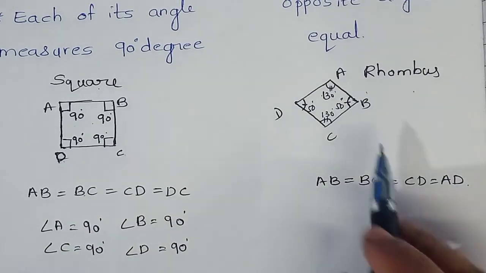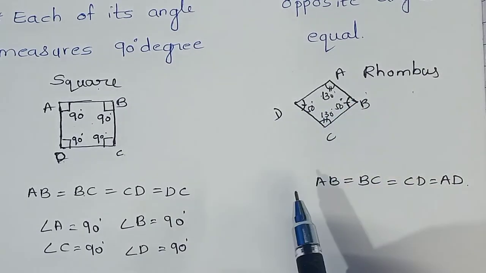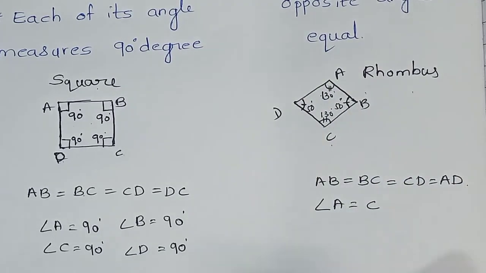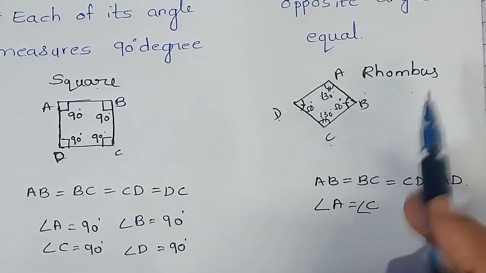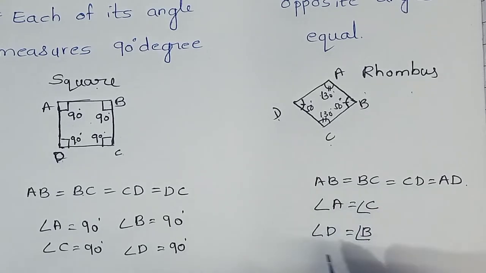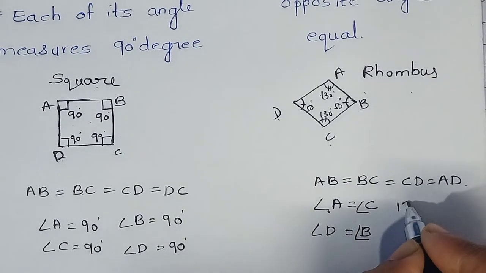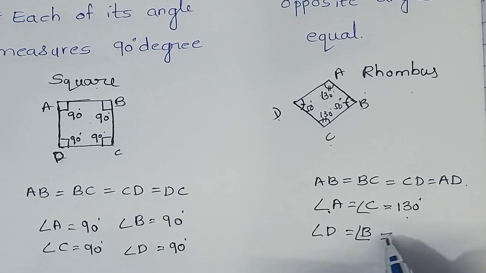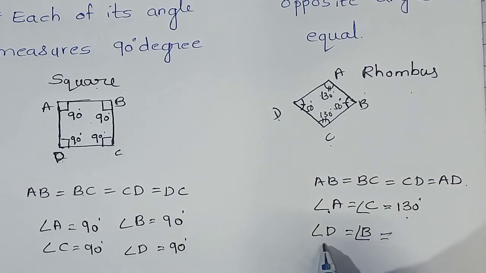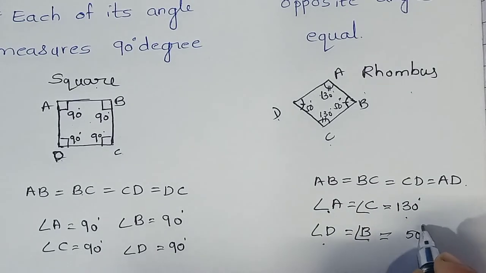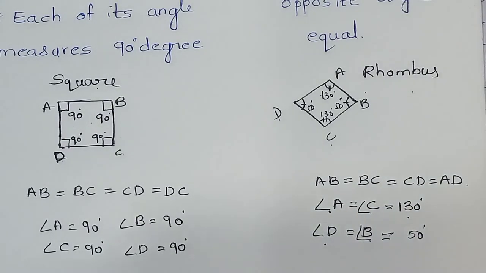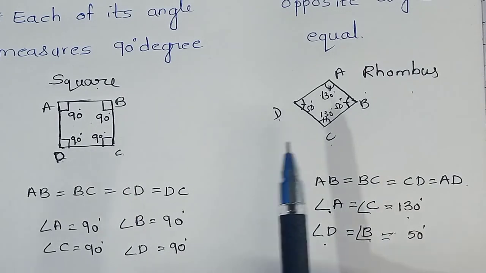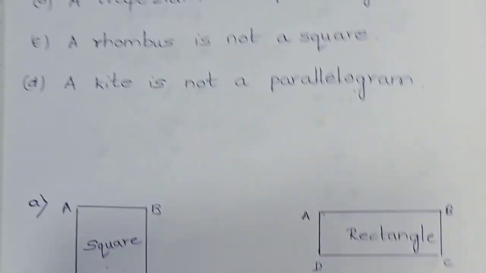But in a rhombus, opposite angles are equal. It means angle A is equal to angle C. Then angle D is equal to angle B. Suppose angle A is 130 degrees. Then angle C is also 130 degrees. Then angle D is 50 degrees, then it is equal to angle B. It means it is 50 degrees. So this does not hold the property of a square. So the rhombus is not a square. Okay, let's see the fourth option.